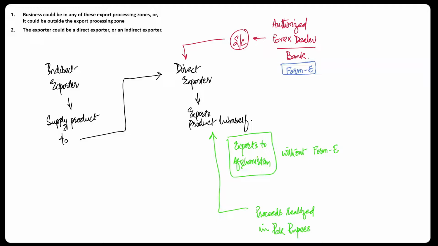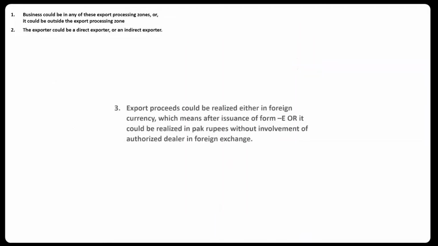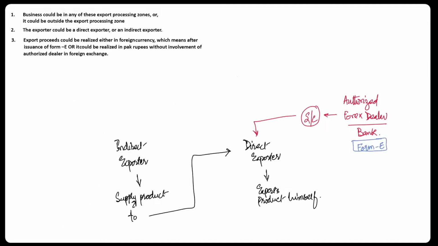So our third learning point is that export proceeds could be realized either in foreign currency, which means after issuance of Form E, or it could be realized in Pak rupees without involvement of authorized dealer in foreign exchange. Keep it in your mind. We will use it later. Now we talk a little more about letter of credit.